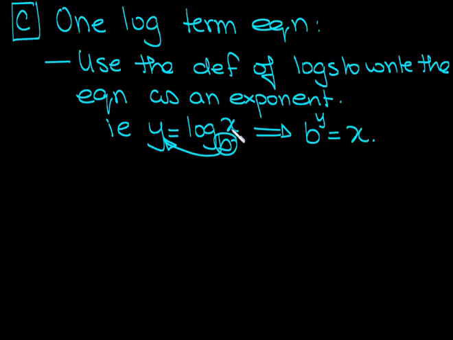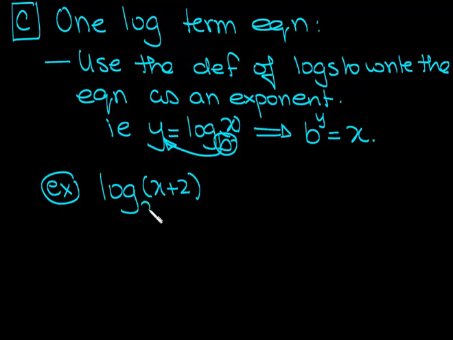Because we want to solve for x, we want x by itself, so we want to get rid of the log. Because x is inside the log, our goal should be to get rid of the log term. So we're using the definition of logs to do that. So let's take a look at a couple examples of that. Let's say I have log of x plus 2 base 3 is equal to 4. I want to solve for x.